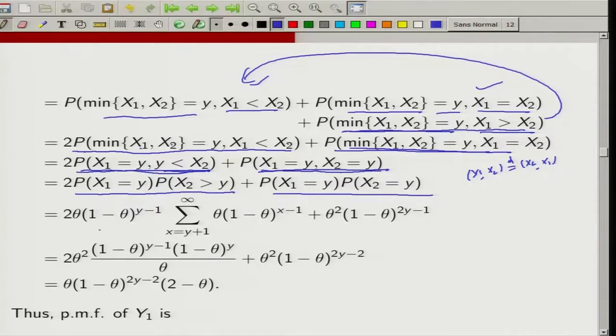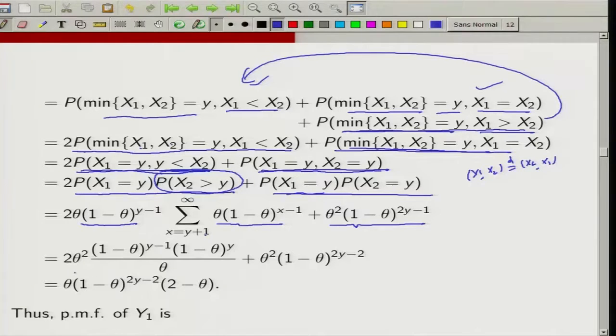So, the probability that x1 is equal to y is theta times (1 minus theta) to the power y minus 1. Probability that x2 is greater than y. So, that means I have to sum the PMF of x2 over this range, which is x equal to y plus 1 to infinity. The probability mass function of x2 is theta times (1 minus theta) to the power x minus 1. The probability that x1 is equal to y is theta times (1 minus theta) to the power y minus 1. The probability that x2 is equal to y is also theta times (1 minus theta) to the power y minus 1. So, this quantity turns out to be this.